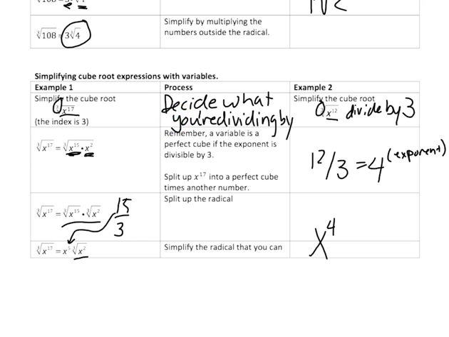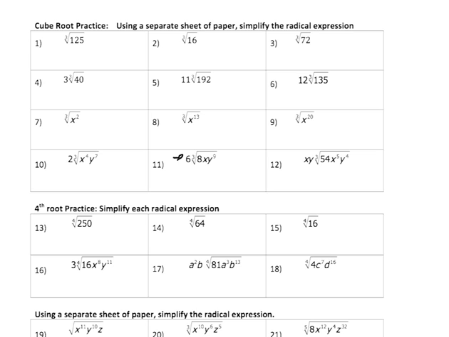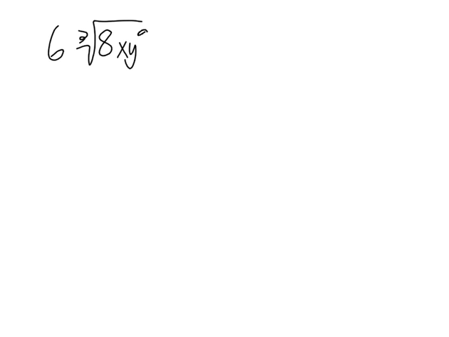Okay, so there's some practice on the back. I'll run through a sample problem or two. Let's try number 11, just for kicks. So I have a number outside. Remember, I'm going to hold on to that until the end, and it'll just be multiplied, so we'll get there in a second. So this is 6 cube root 8xy to the 9th. Okay, and this is a 3.